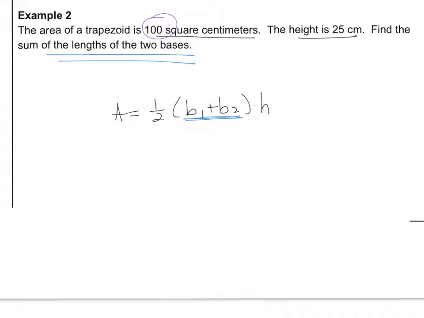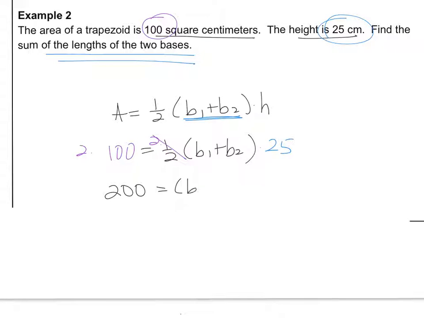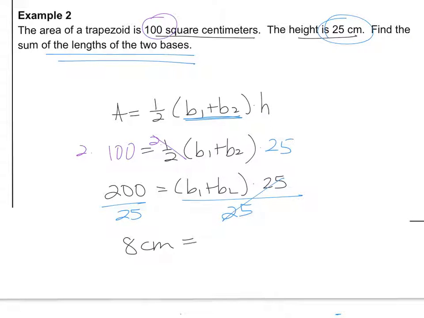We know that the area is 100. We're solving for b1 + b2. And we know that our height is 25. To solve this, I can start by multiplying both sides by 2 to get rid of that 1/2 fraction. I'm left with 200 equals (b1 + b2) times 25. To get b1 + b2 on its own, I'm going to divide both sides by 25. And when I do that, I end up with 8 centimeters as the sum of b1 and b2.